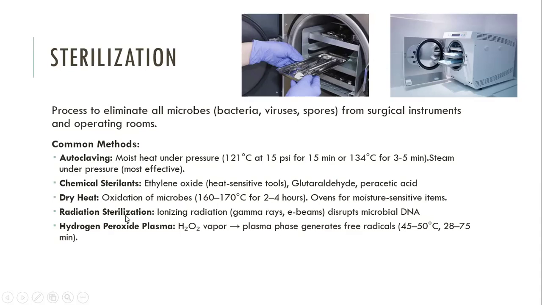Radiation sterilization is also taking place in our common practice, in which ionizing radiation like gamma rays and E-beams are used. They disrupt the microbial DNA and kill them. Hydrogen peroxide plasma, H2O2 vapor, is also used, and it generates free radicals, which again kill the organisms or microbes during the process of sterilization.